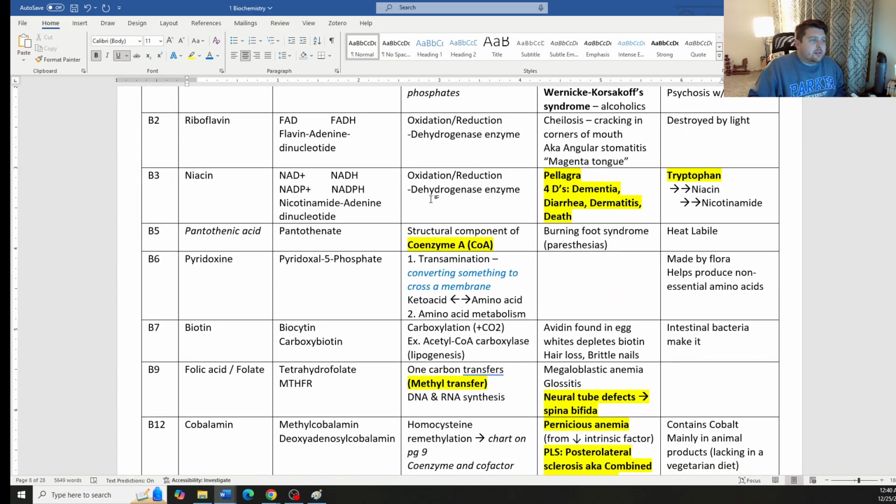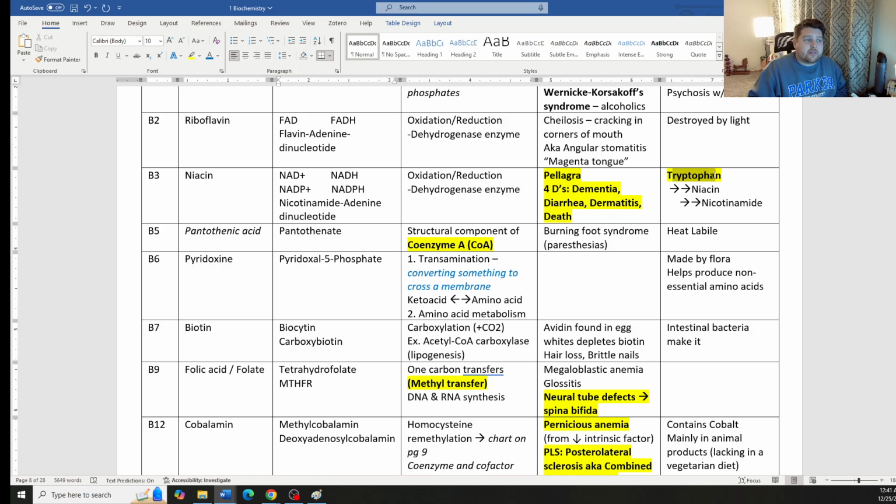Now, the big thing with niacin, if we have a deficiency, we get a condition called pellagra. Pellagra has the 4 Ds. This is almost always tested on. You get dementia, diarrhea, dermatitis, which is some type of skin rash, and then eventually death. So this is a very, very serious deficiency because we use niacin, this coenzyme, for so many things.